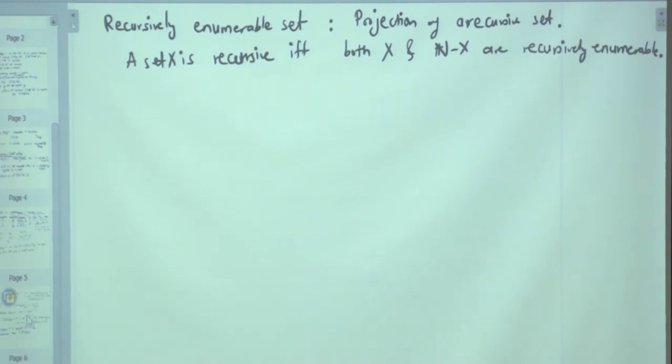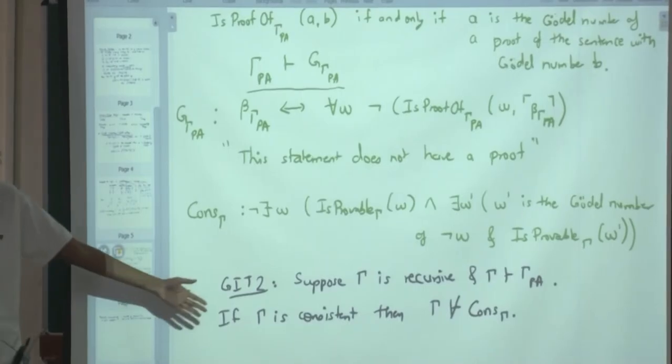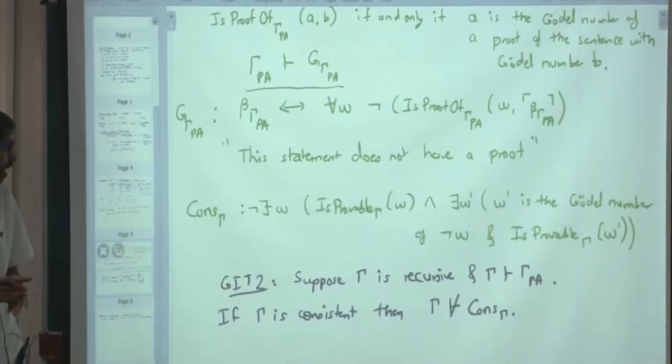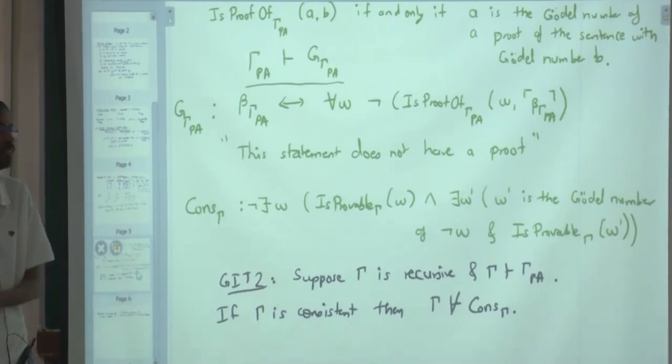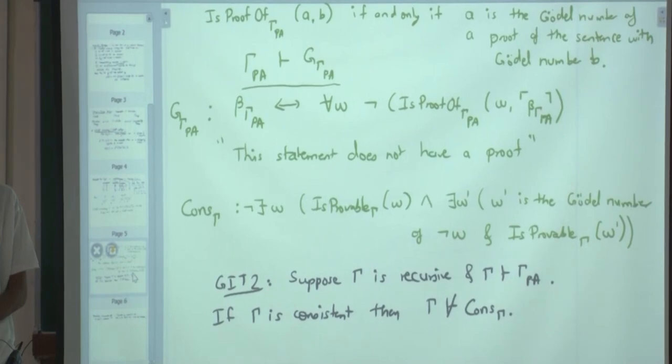So the first statement, GIT 1, says that no recursively axiomatizable theory containing the theory of Peano arithmetic is complete. And I have already explained the consequences of that. And this is our second statement, that anything in which you can do Peano arithmetic cannot prove its own consistency. So there are always going to be limitations.